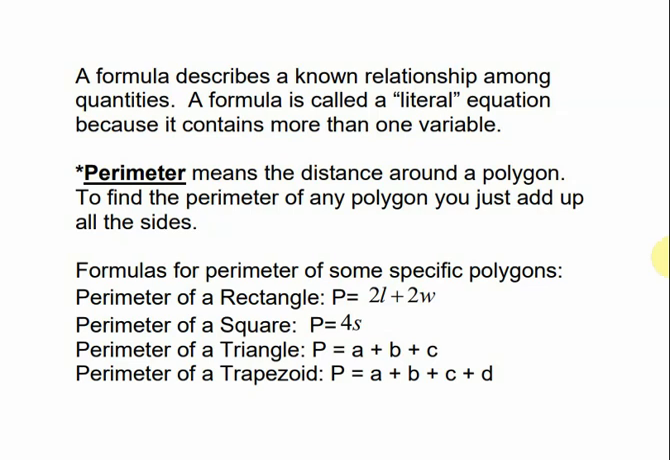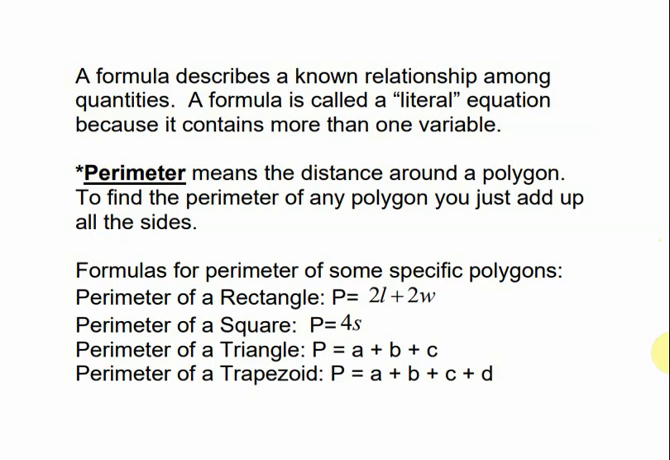The first type of formulas that we're going to talk about are formulas that are used in shapes. A perimeter means the distance around a polygon, and to find the perimeter of any polygon, you just add up all the sides. We can shorten that if we have a rectangle instead of saying side 1 plus side 2 plus side 3 plus side 4. We know in a rectangle we have 2 lengths and 2 widths. So the perimeter is just 2 times the length plus 2 times the width.